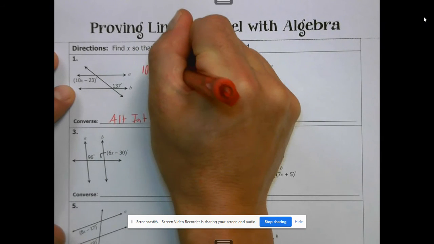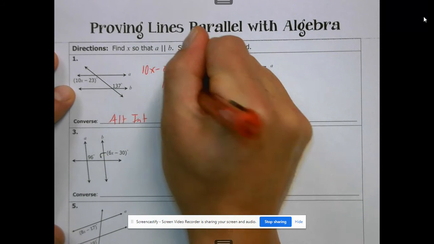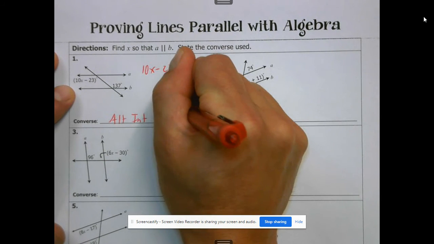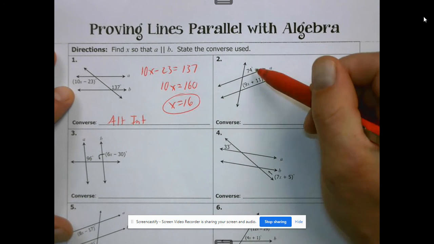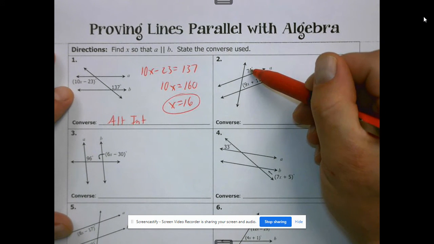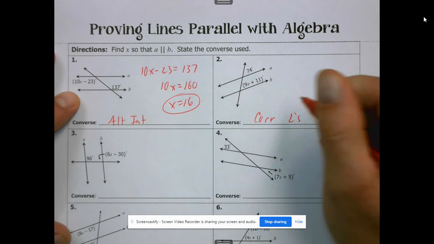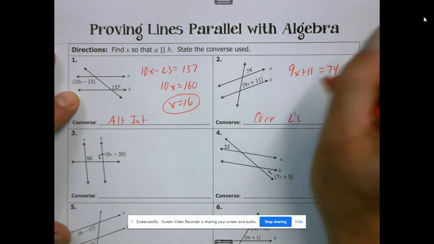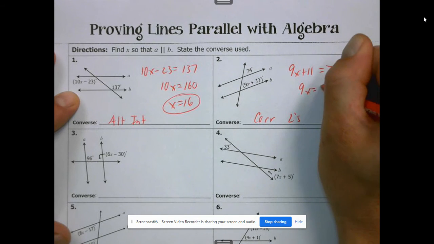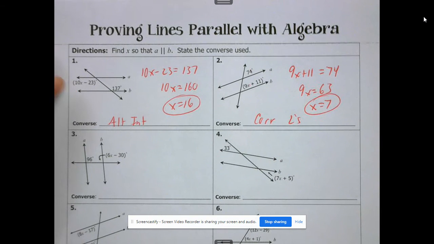10x minus 23 is 137. Add 23 over. 10x is 160. 10 goes in there 16 times. Number 2. One's outside, one's inside, similar location. Those are corresponding, and these are congruent. Set them equal. 9x plus 11 is 74. Subtract that 11 over. 9 goes into 63 7 times.